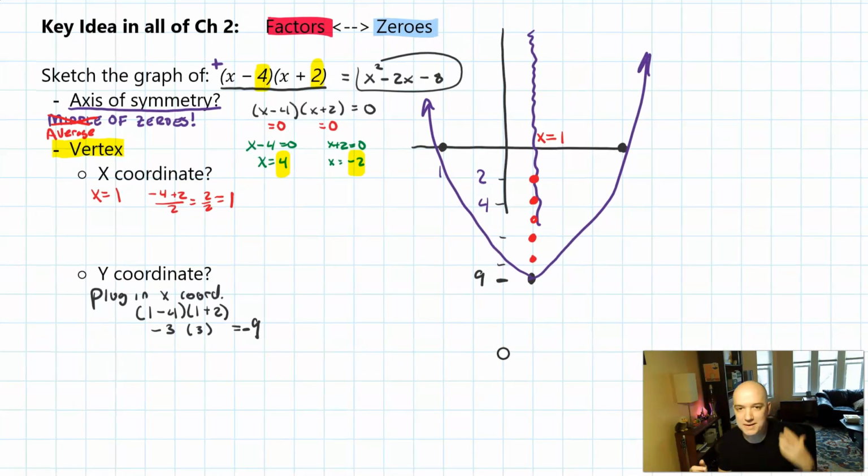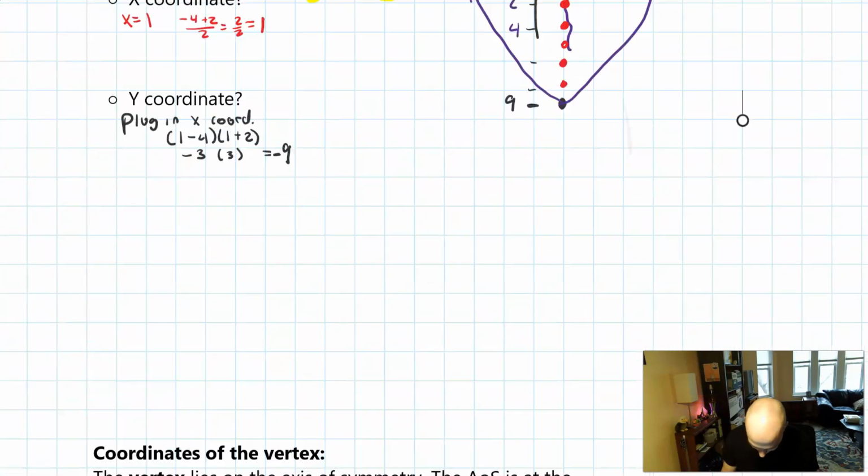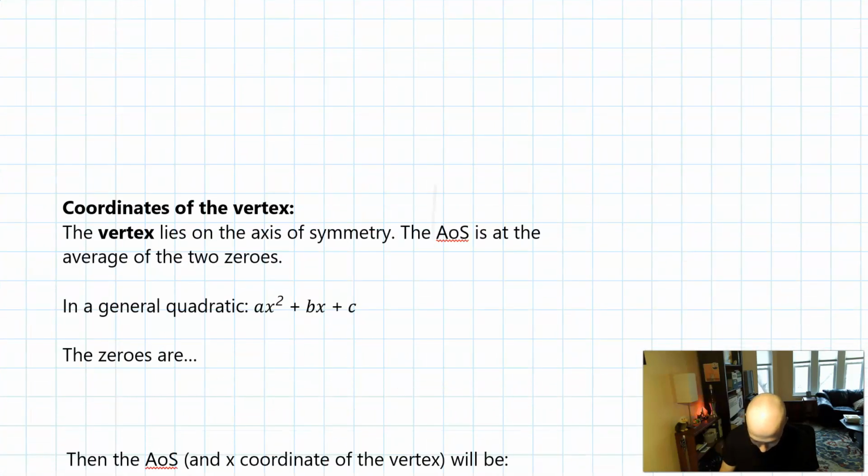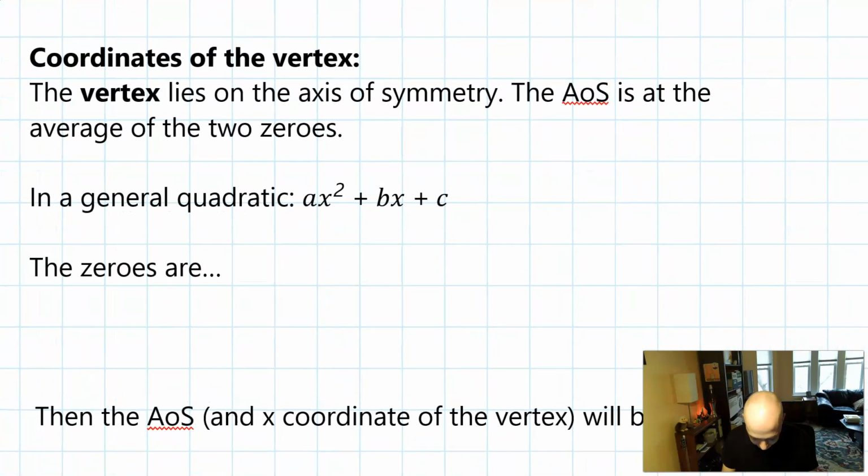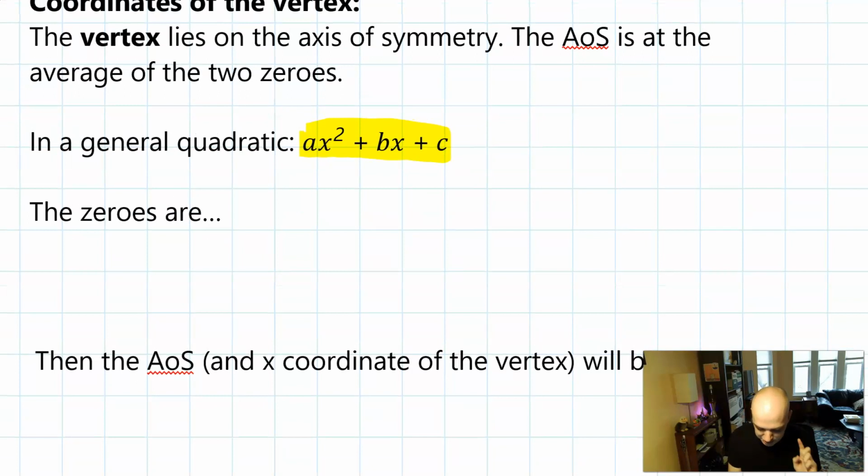So that's how we find a vertex if we're given a factored form. But guess what? We can shortcut this whole procedure. Because let's just do the same procedure, but with a generalized quadratic. So in the general quadratic form, we have ax squared plus bx plus c. The zeros of this most generalized quadratic are found by using the quadratic formula.